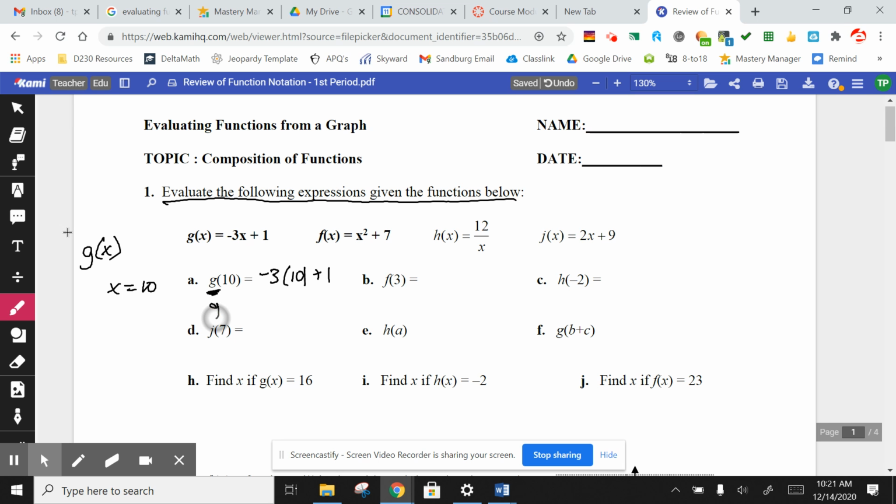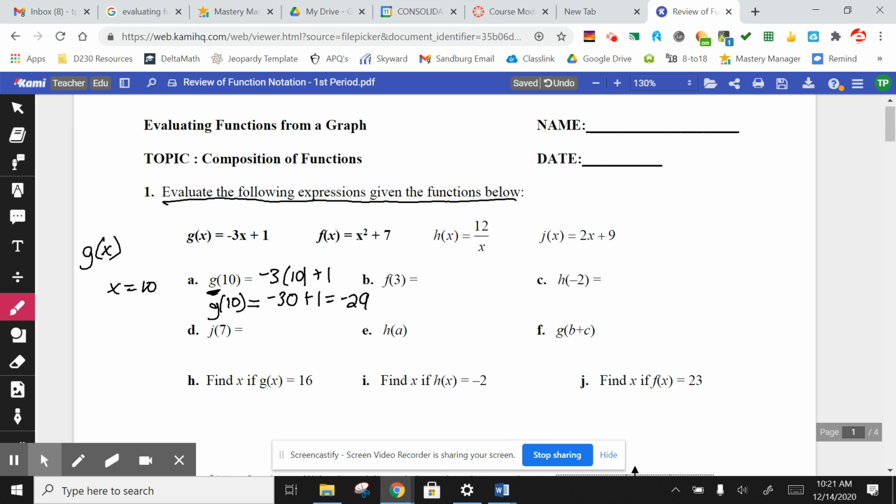So I would now say g of 10 equals -3 times 10 is a -30 plus a 1, which is then a -29. All right.